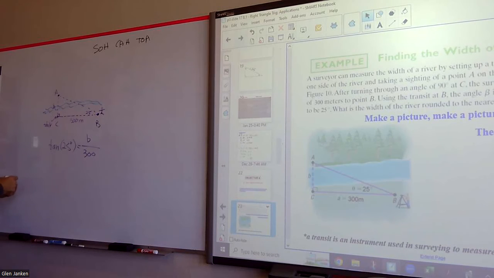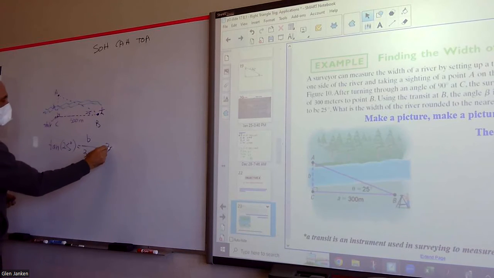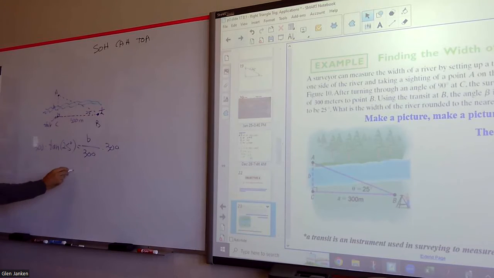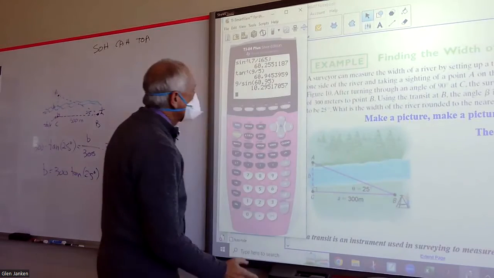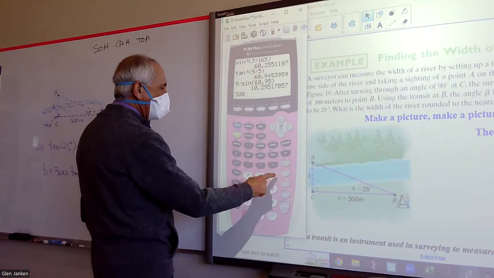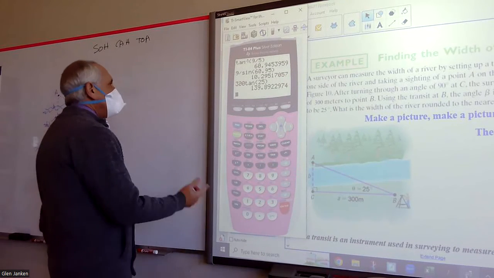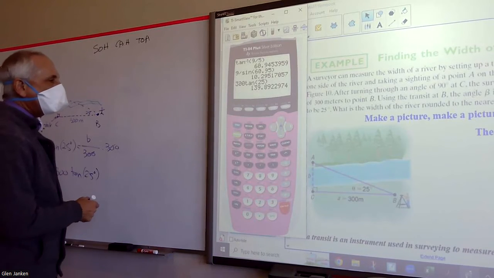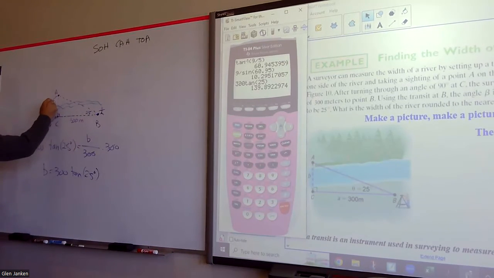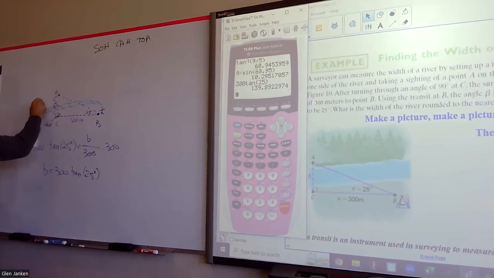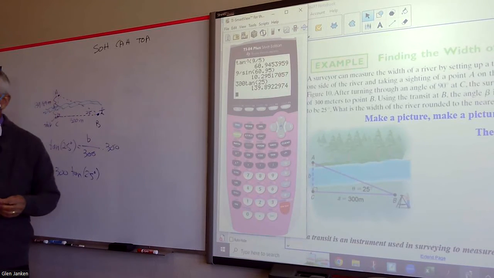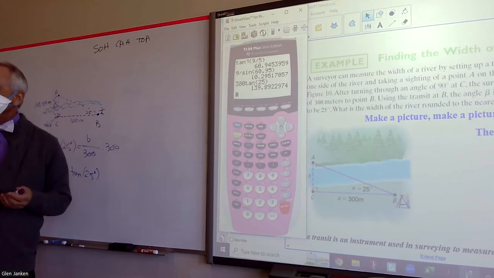Right? So now I'm going to use some algebra and multiply both sides by 300. That cancels out, and I get B is equal to 300 tan 25 degrees. Calculator. 300 tan 25. 139.89. So this distance here, side B, which is what I'm looking for, is 139.89 meters. Problem solved, and I didn't get wet.